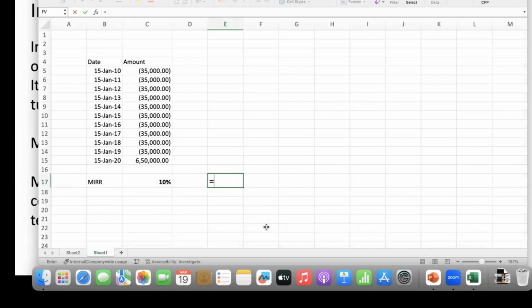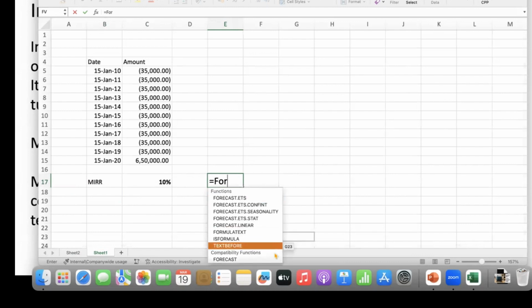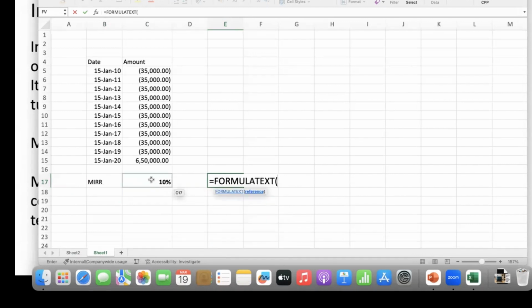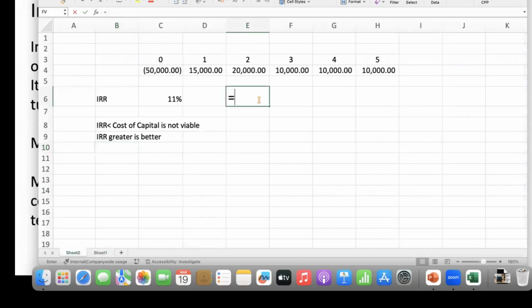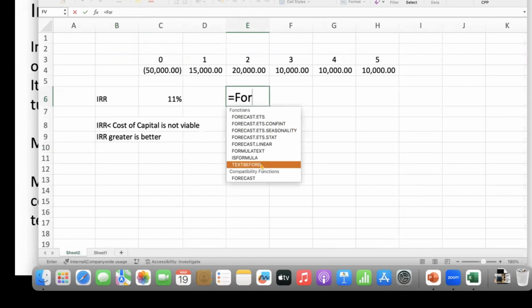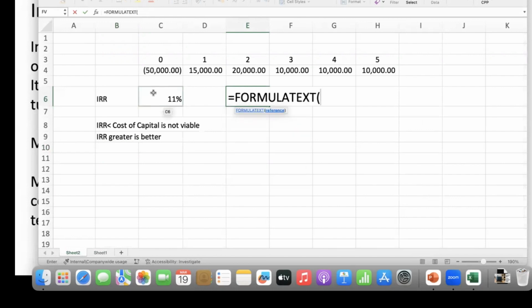So the formula is like equal to, I will put it once again on the screen. This is the MIRR formula, and the IRR formula is equal to this is the IRR formula.